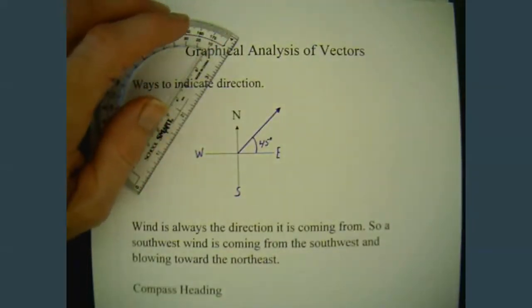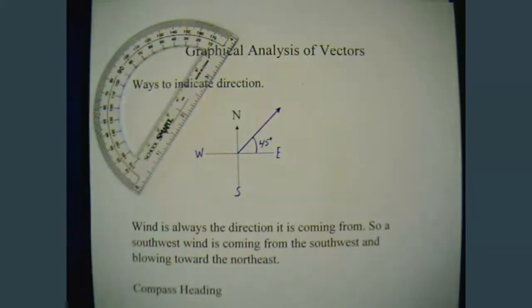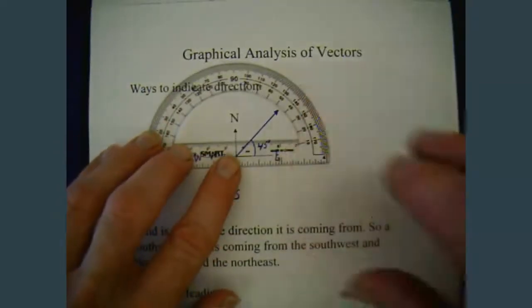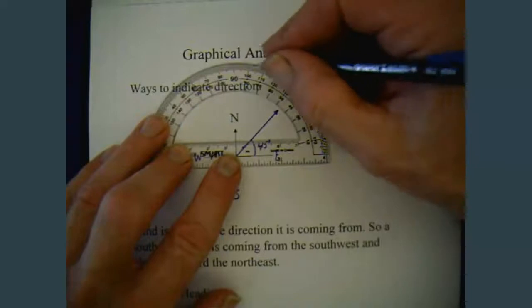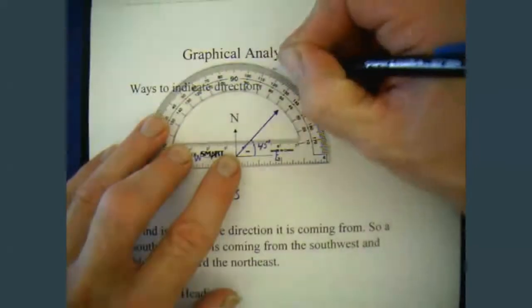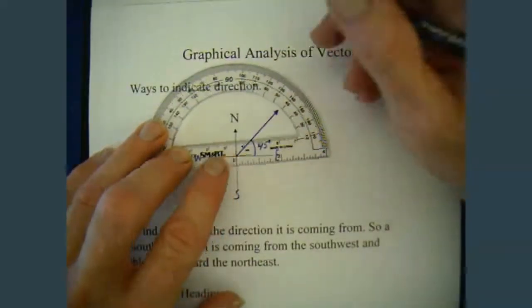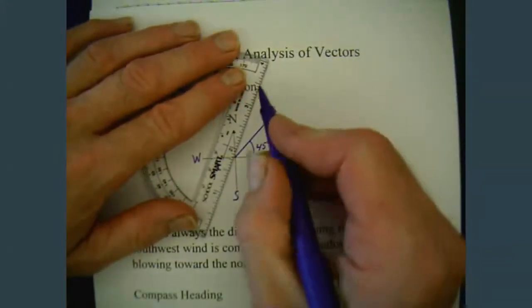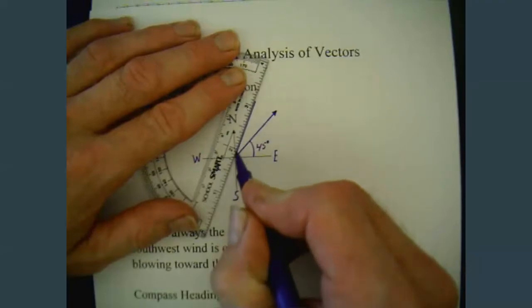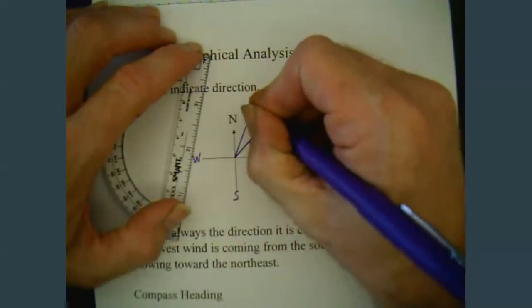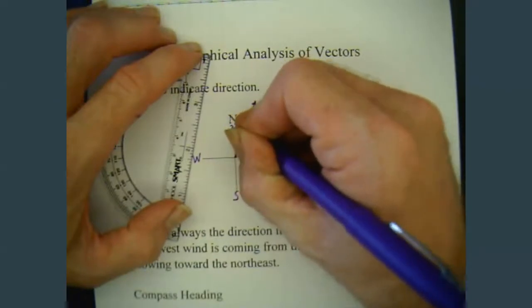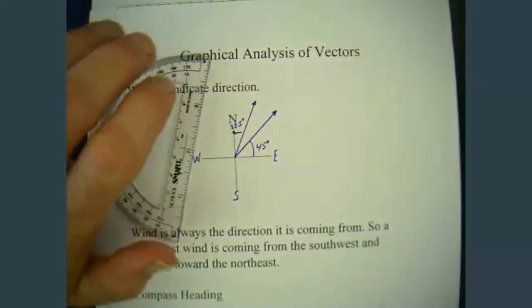If you were north-northeast, well, that's halfway between north and northeast. So that would be 22.5 degrees. And quickly just marking it off, there we have 10, 22, 22.5. North-northeast would be in that direction, which would be 22.5 degrees.